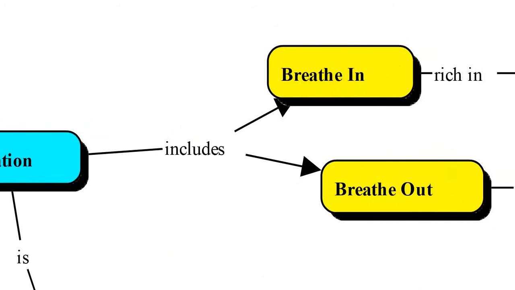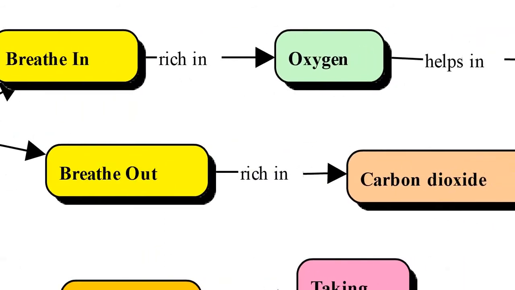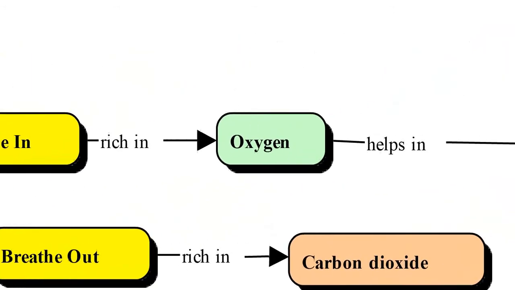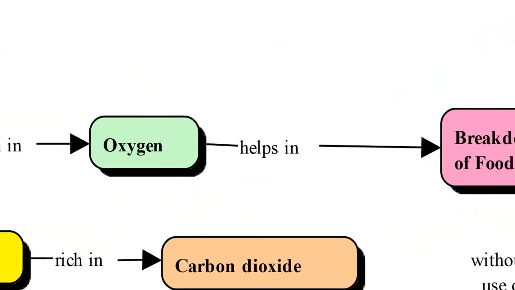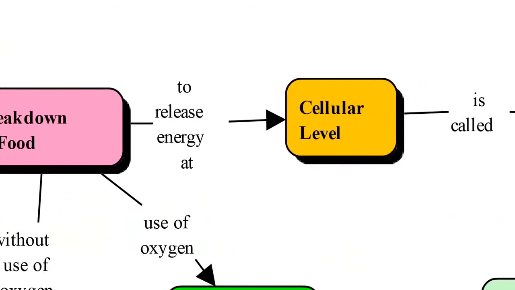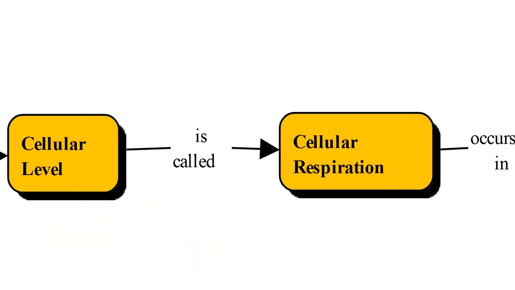Respiration includes breathing in and breathing out. Breathe out is rich in carbon dioxide. Breathe in is rich in oxygen. Oxygen helps in breakdown of food. Breakdown of food is to release energy at cellular level. This process is called cellular respiration.